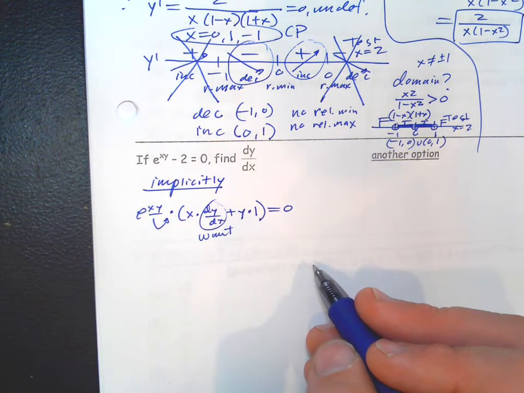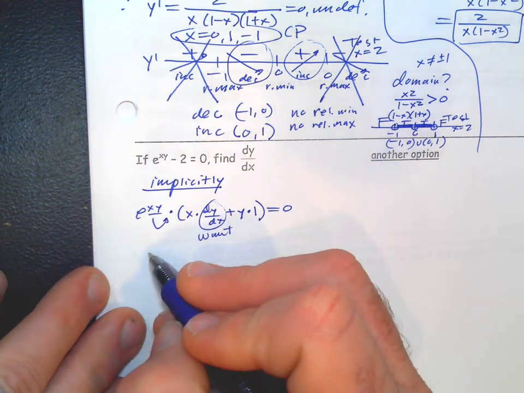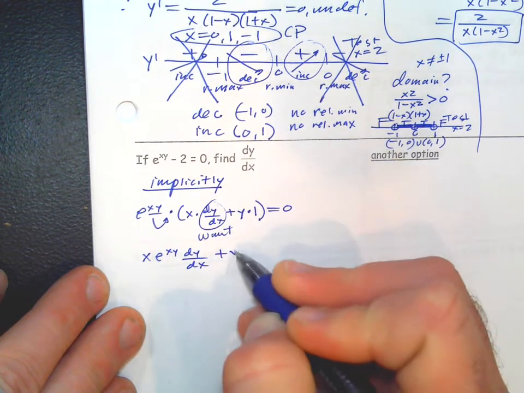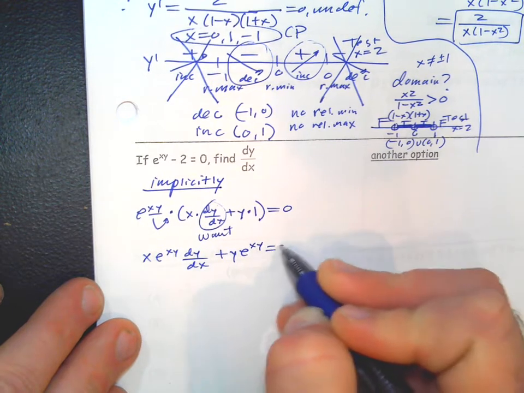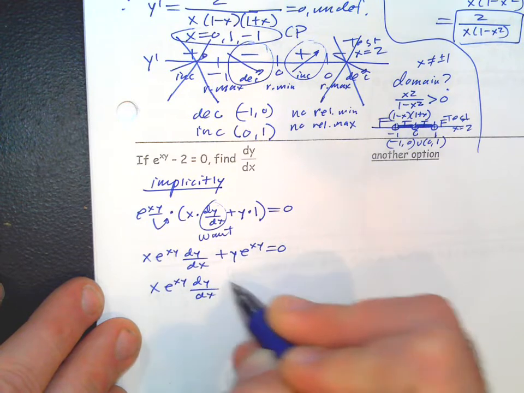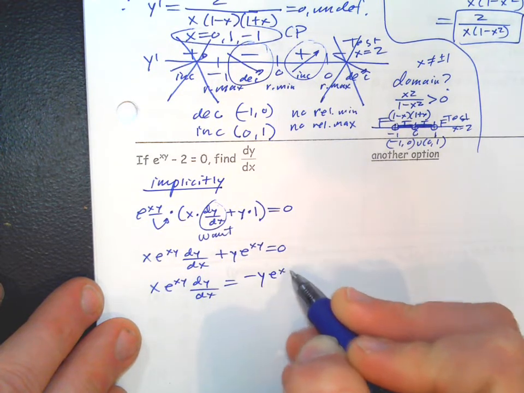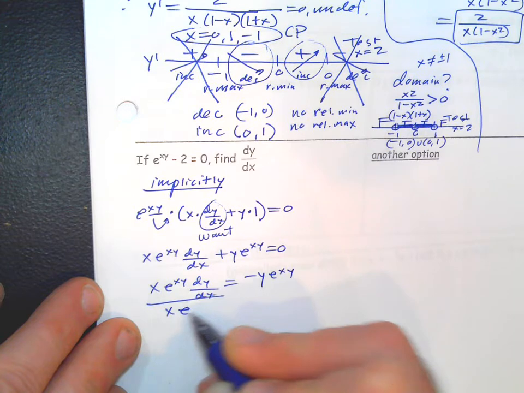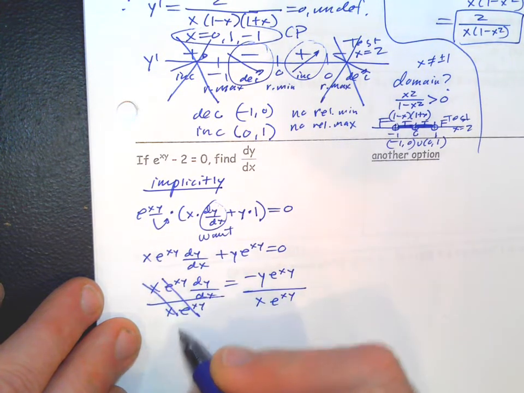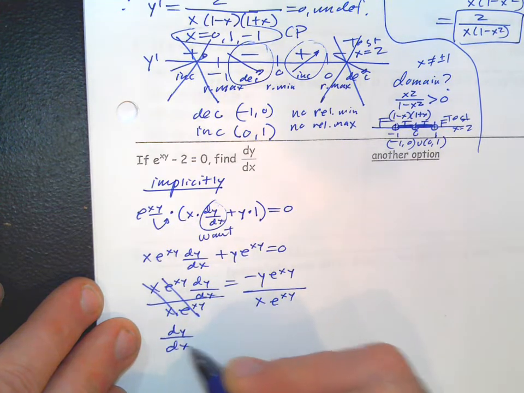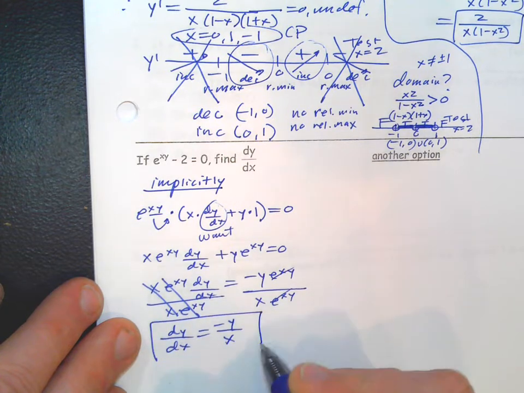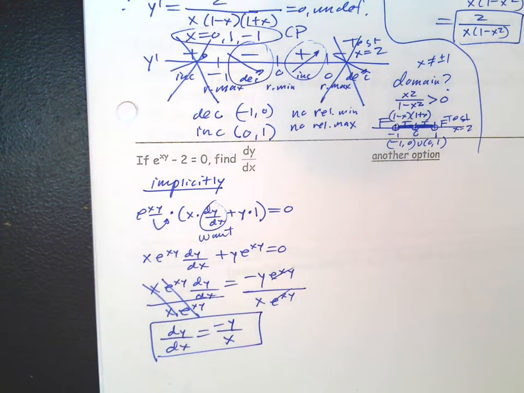So, I mean, we could distribute this. X e to the xy dy dx plus y e to the xy. We could move this term to the other side. We divide both sides by x e to the xy. And we finally get dy dx equals negative y over x. So we can do that. I mean, that's probably what I'd try.